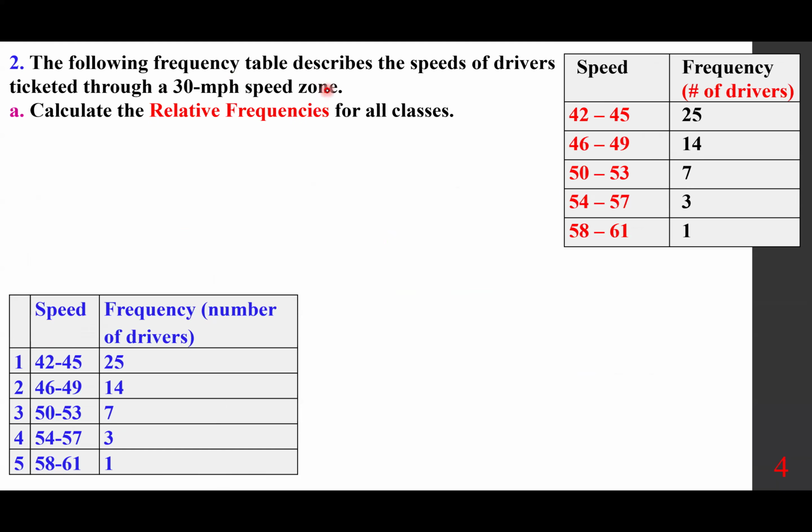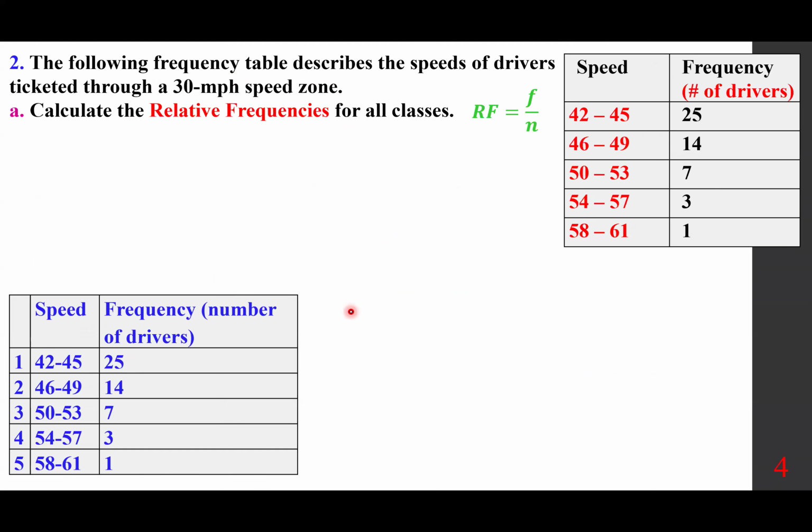The following frequency table describes the speed of drivers ticketed through a 30 miles per hour speed zone. Calculate the relative frequencies for all classes. So we have this, and from here, we want to find the relative frequencies. As you know, RF is F over N.